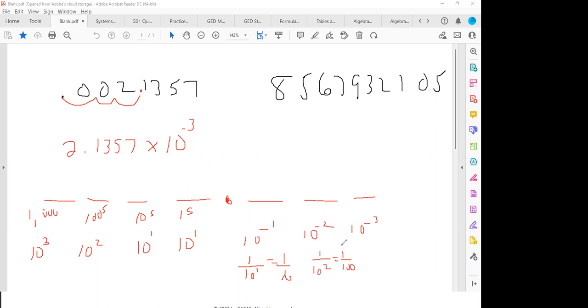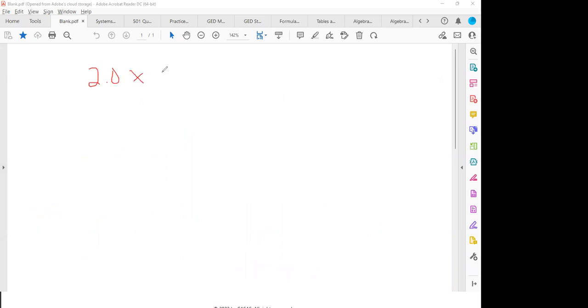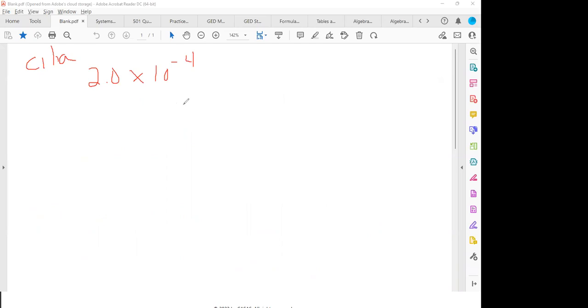All right. So that's simple. Let me ask you a question. If it was in a word problem, and you may have this sheet, go find it real fast. It says cilia are very thin hair-like projections from cells. Each cell here is 2.0 times 10 to the negative 4 power millimeters wide.